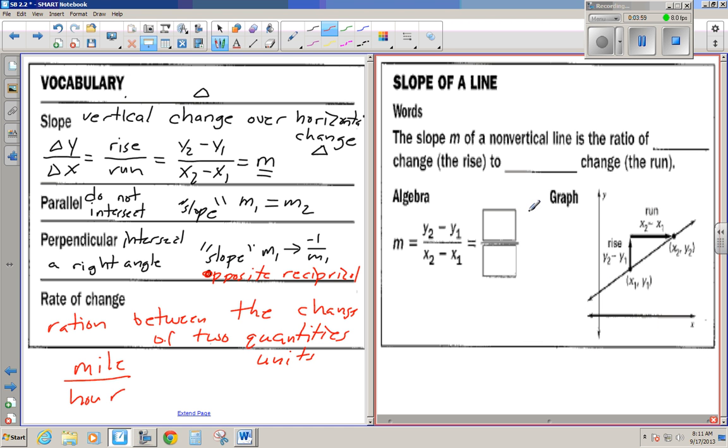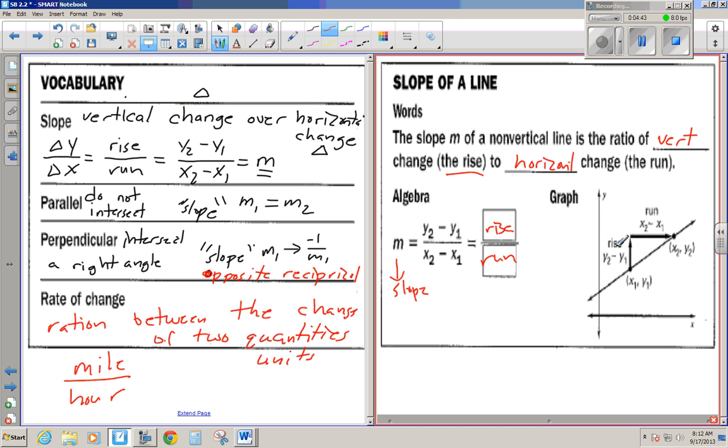The slope m of a non-vertical line is the ratio of blank change to blank change. The rise, so if you look at the vocabulary word, the rise is the change in y, which is the vertical change, to horizontal change. Now, algebraically, we look at it as y2 minus y1 over x2 minus x1, which is the slope, and this is the rise, and this is the run.